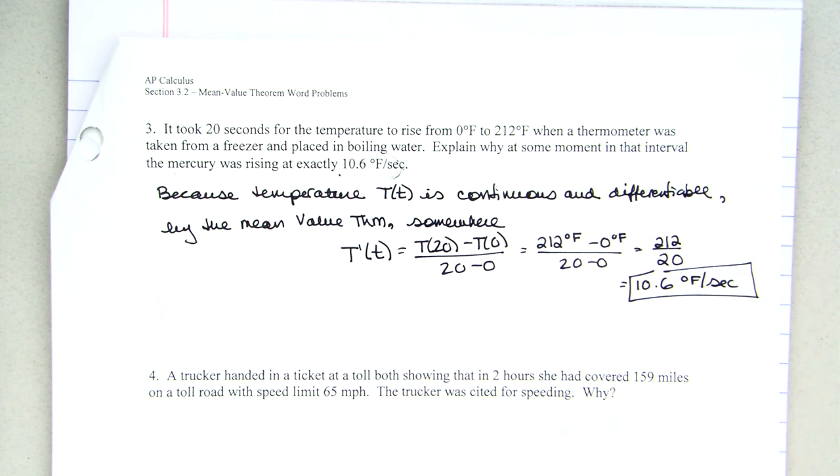What you really need to know leaving this is that if we want to guarantee a particular function value, f of x value occurs, we use the intermediate value theorem. If we want to guarantee a particular derivative occurs, we need to use the mean value theorem.